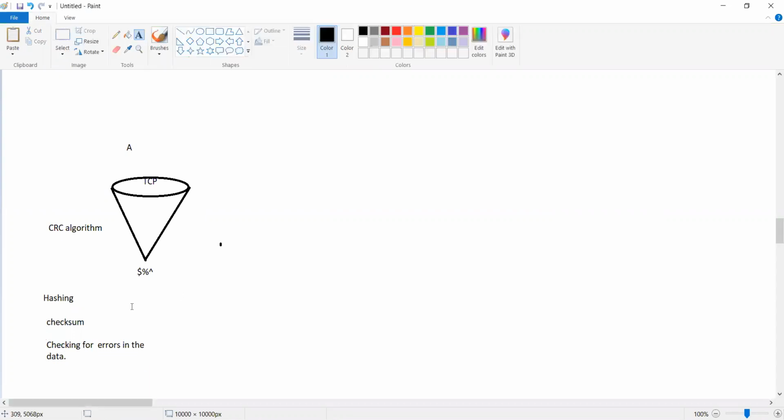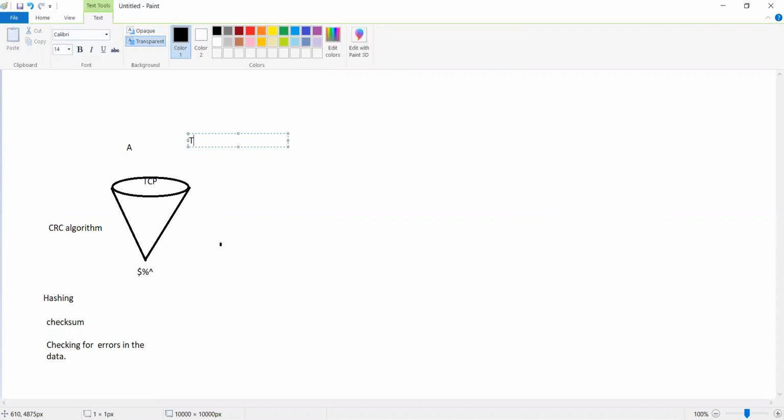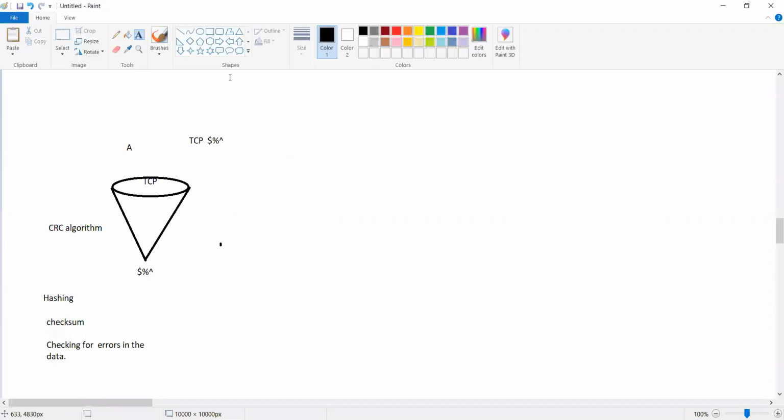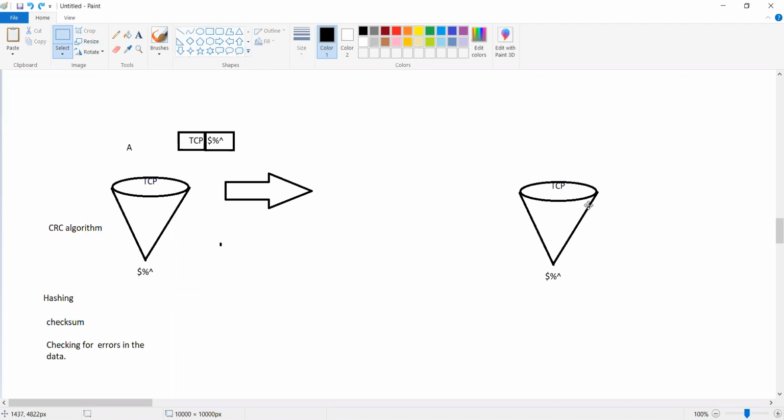So what it is doing is it will attach the same with the TCP header. Let's say this is TCP, and along with the TCP, it will attach this part, and it is sent to the destination device. Again, what the destination will do is the same thing.